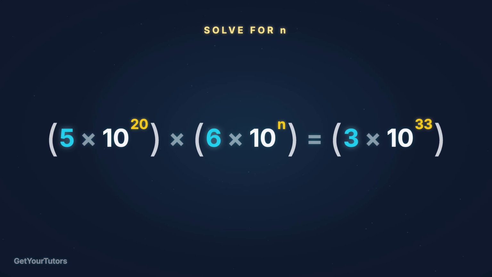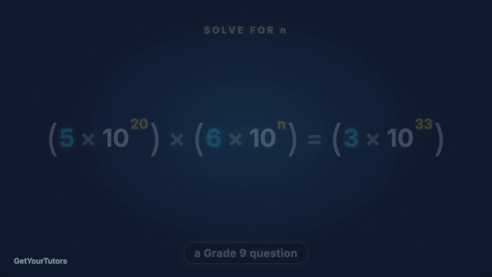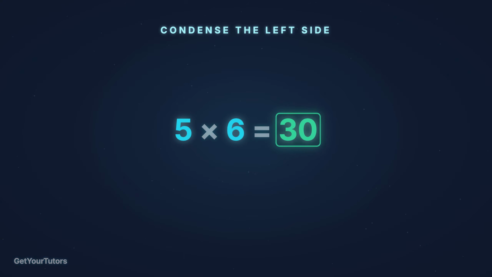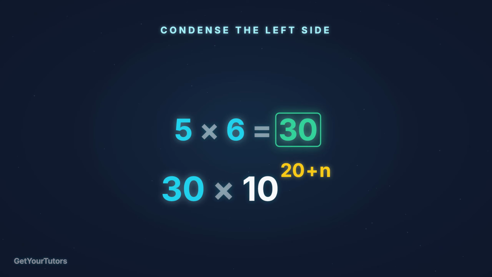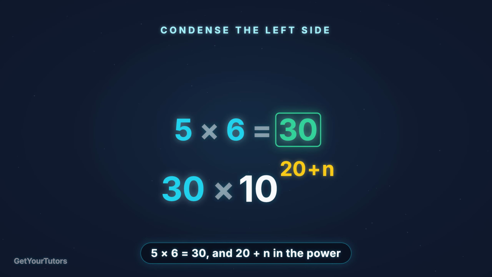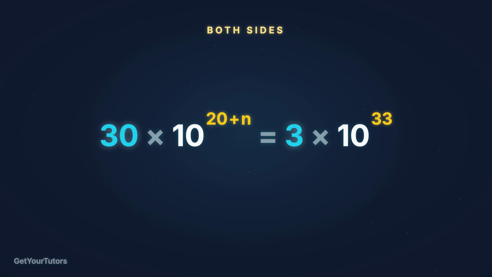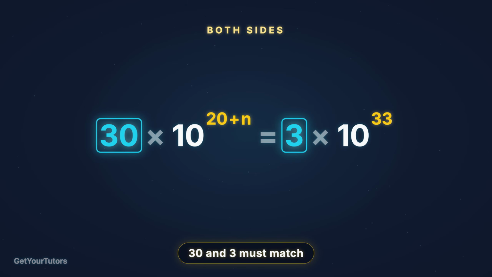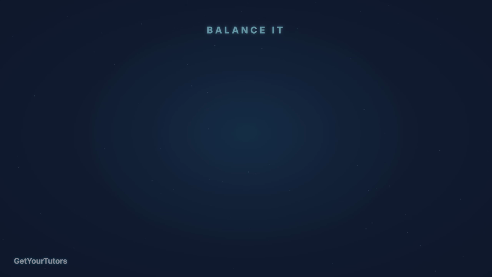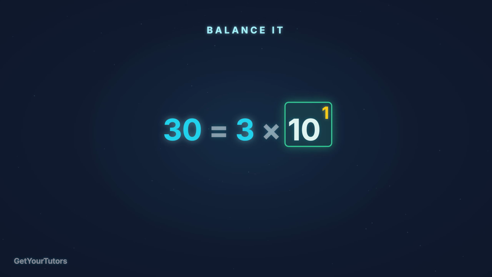5 times 10 to the 20 times 6 times 10 to the n equals 3 times 10 to the 33. 5 times 6 is 30. Add the indices. We get 30 multiplied by 10 to the power of 20 plus n. This equals 3 times 10 to the 33. We must change the 30 into a 3 to make both sides match perfectly. Divide 30 by 10 to get 3. To balance this, increase the power by 1.